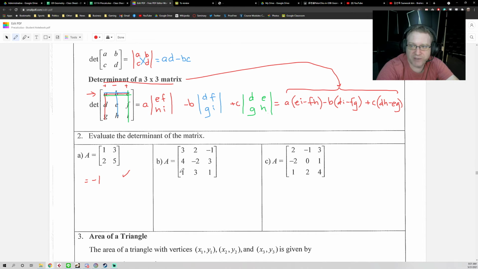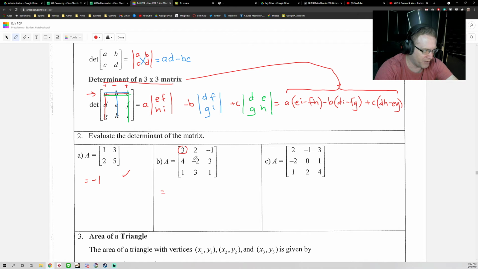Boom. Super easy. Now, B is a longer one because it's a 3 by 3, so we're going to have to do this thing. So let's start doing it. Remember we have to start with A, which is the first one here. And we're going to take off everything in the first row and everything in the first column because they're in the same row and same column as this one, right? So we're going to start here and we're going to take off everything here, everything here.